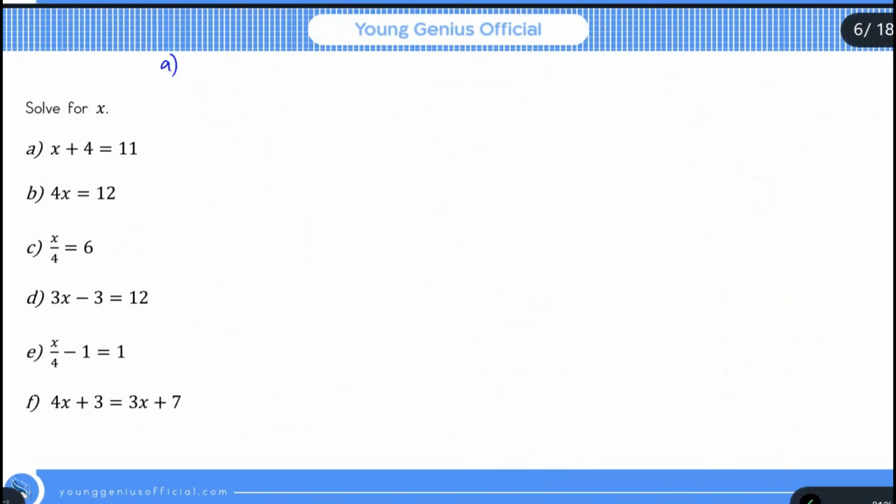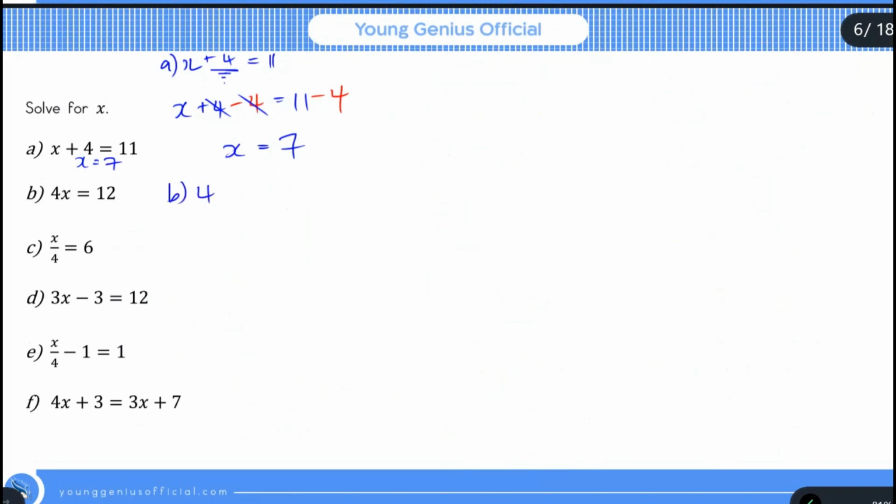Okay, let's try these. So x plus 4 is equal to 11. We'll try to get rid of the 4 first. So x plus 4, seeing that that's plus 4, we will minus 4 to get rid of it, is equal to 11. And what we do to one side, we have to do to the other side. So we'll subtract 4 as well from that side. The 4's will cancel each other out. x would therefore be equal to 11 minus 4, which is 7. So x here is equal to 7.